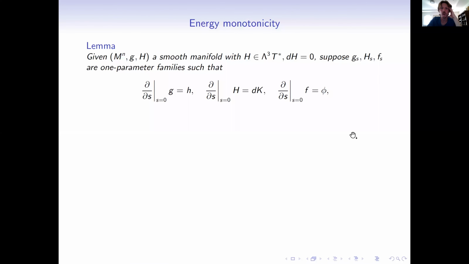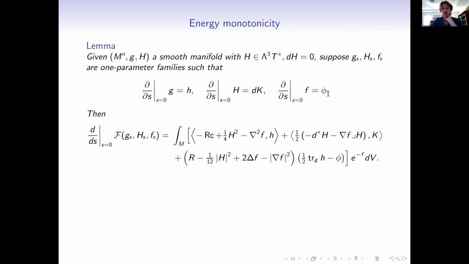Okay, so here's a basic lemma. If I have a smooth manifold and a one parameter family g_s, H_s, F_s, whose variation at time 0 is as follows: the variation of g is little h, the variation of H is dK, and the variation of F is phi. Then I get the following variational formula for script F.